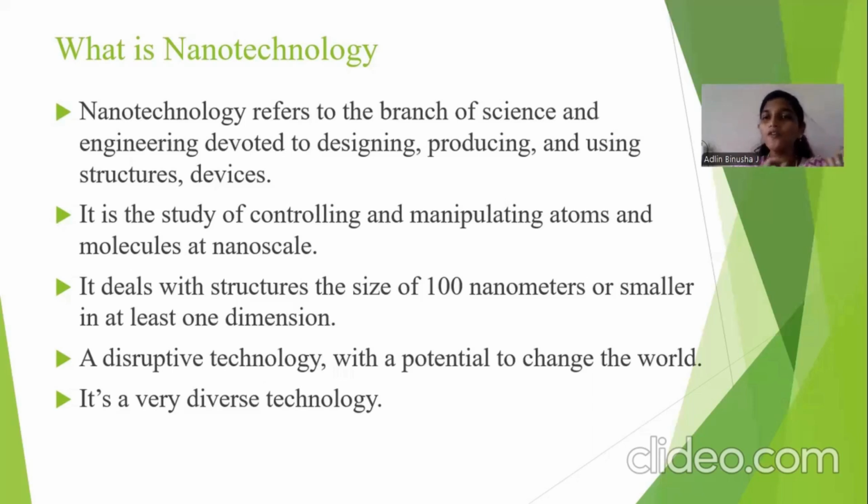For example, take one of our hairs. If we cut a single hair into 1,000 layers, among the 1,000, one part is a nano, which is not visible to our eyes. It is the study of controlling and manipulating atoms and molecules at the nanoscale. It deals with structures the size of 100 nanometers or smaller in at least one dimension, at least in only one dimension.